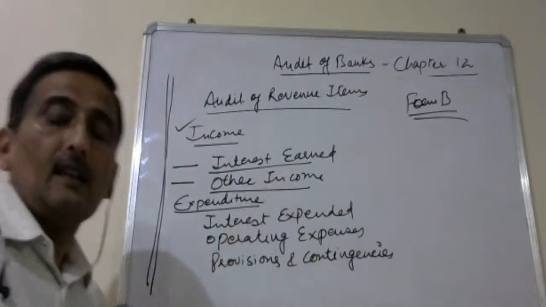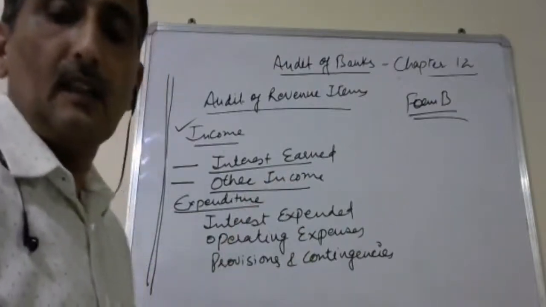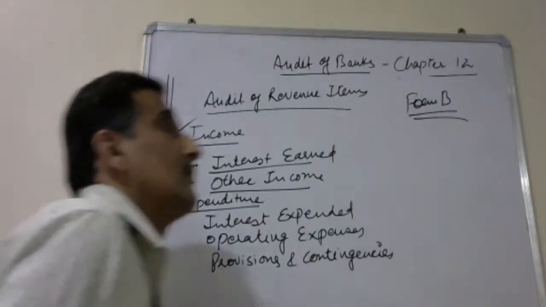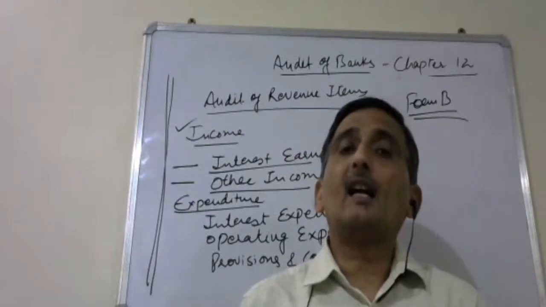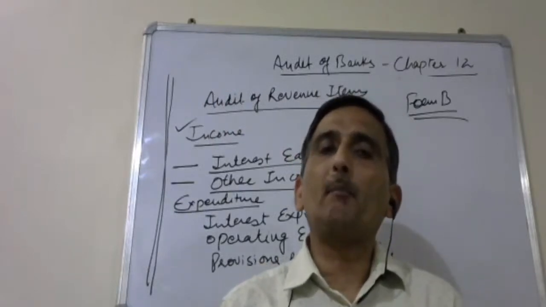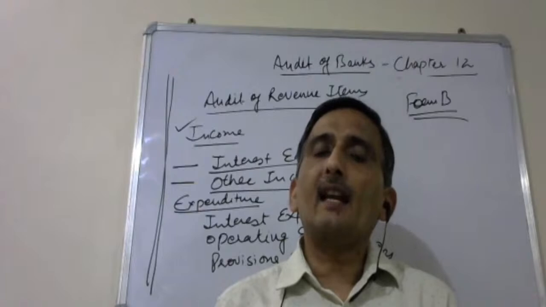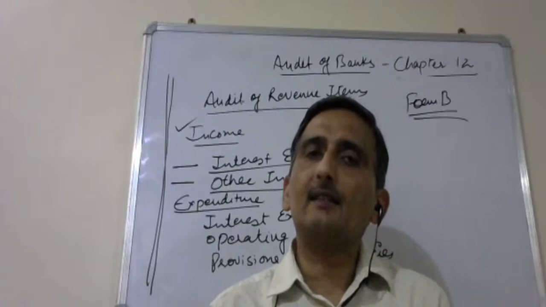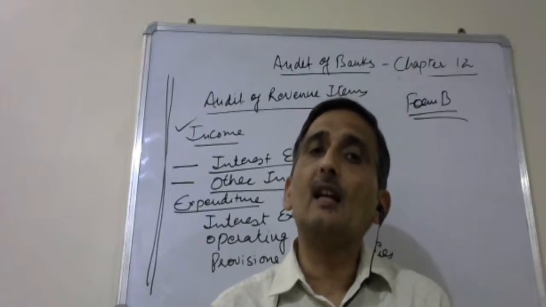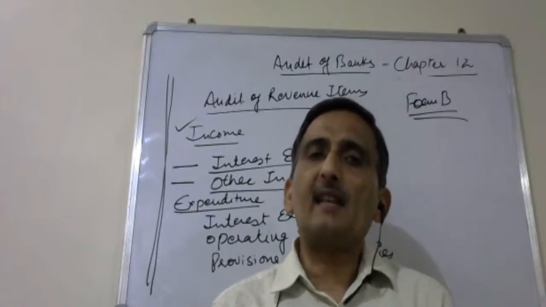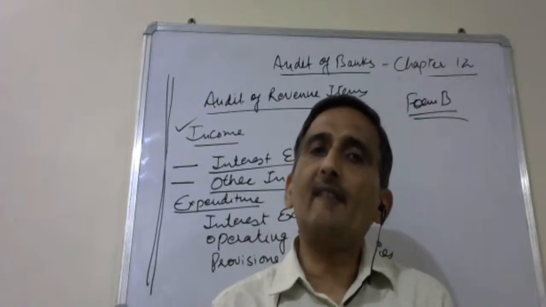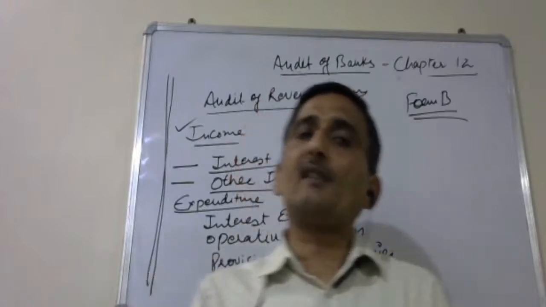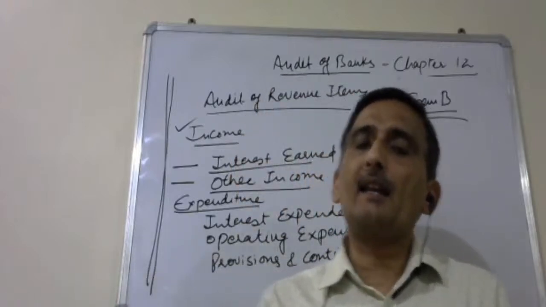So is that clear? Interest earned is clear. Similarly, while auditing interest earned, the auditor has to keep in mind that there is an item under the head advances. We had discussed it in the previous lecture. Bills purchased and discounted. Obviously when there are bills purchased and bills discounted, there would be interest on bills purchased and discounted.